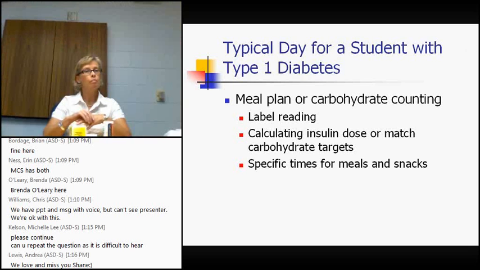So a typical day for a student with type 1 diabetes, they would be following a meal plan. I'm going to talk about that some more, I'm just going to touch on this. Janet's going to talk about it more. They would do a meal plan or carbohydrate counting, which is essentially measuring the amount of energy that's in the food. Label reading, calculating insulin dose, or match carbohydrate targets. Specific times for meals and snacks are important, and the school routine is very much a benefit for children with diabetes.